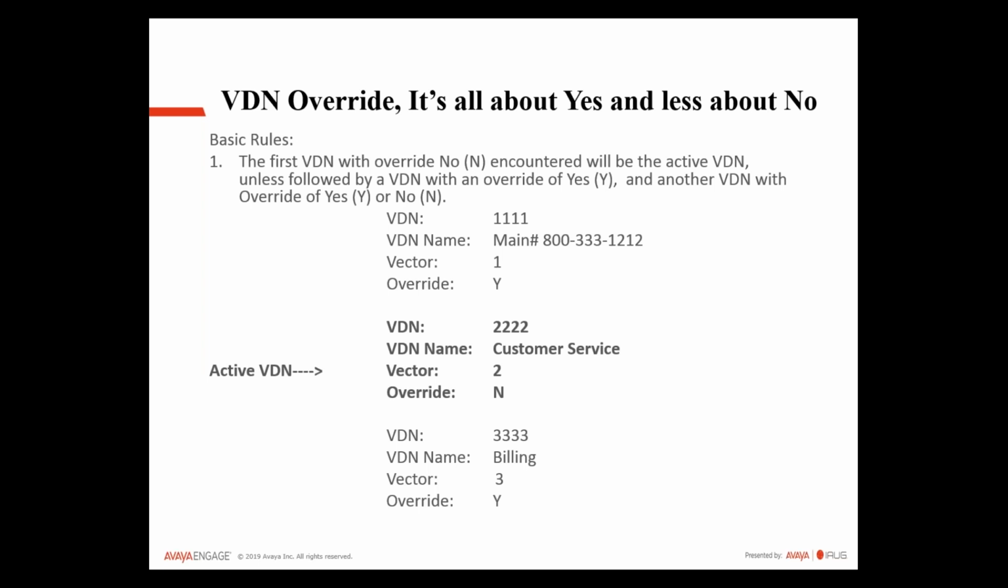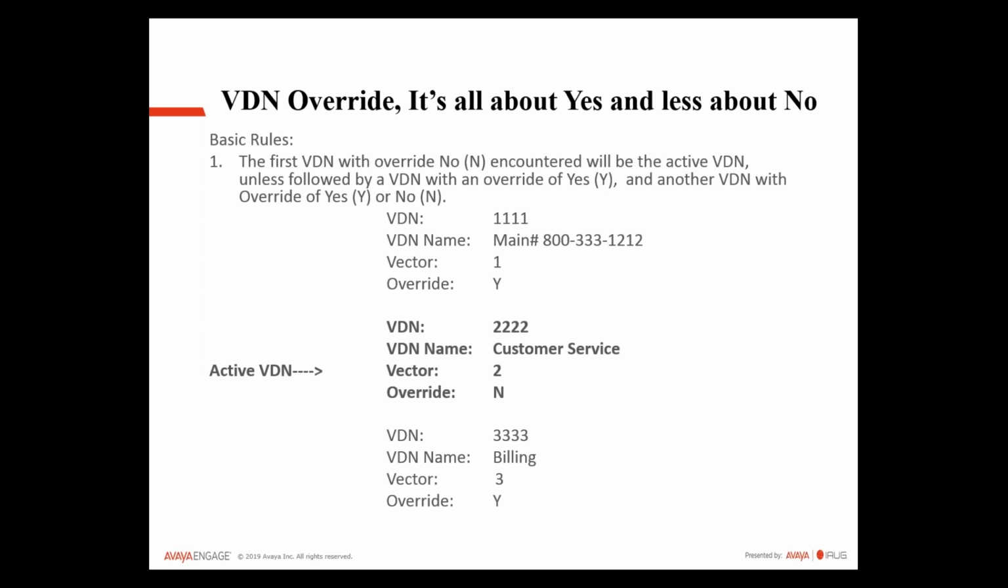So in the example we're looking at here, the first VDN is the main VDN, and it has the override set to yes. And then the second VDN, which is customer service, will say, hey, main VDN, can I override you? Main is set to yes, so now customer service becomes in charge, or becomes the active VDN. Then all of the information on the customer service VDN will be applied to the call. So in here, the call came in with any of the information that we had seen on the previous screen, and now the customer service VDN will override that.